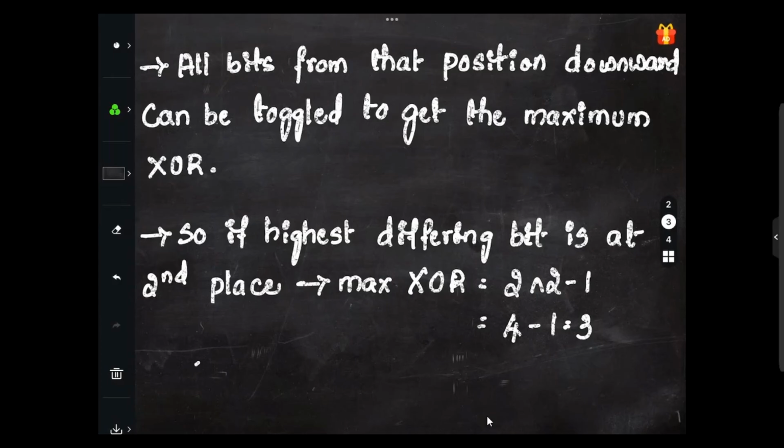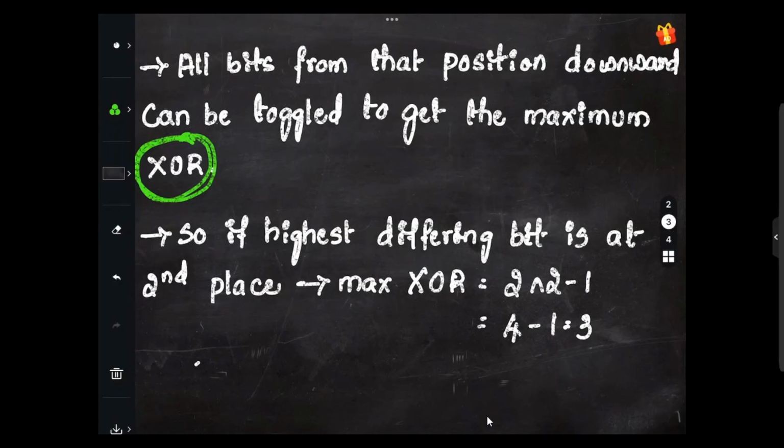All the bits from that position downward can be toggled to get the maximum XOR. This is just the theory part; you can just ignore this one. Basically all the bits will be considered, right? Here we have only 1 and 2. All the bits from the position downward can be toggled to get the maximum XOR. Just keep this in mind, right?